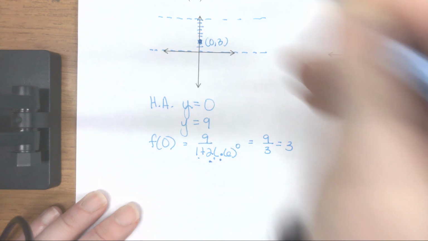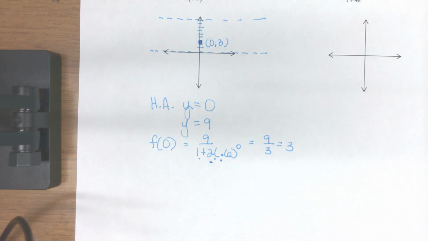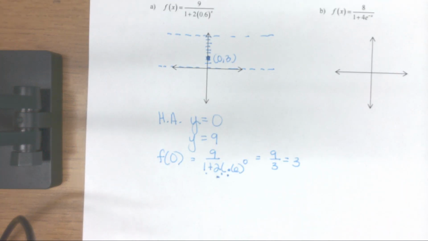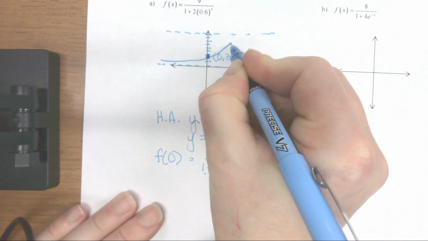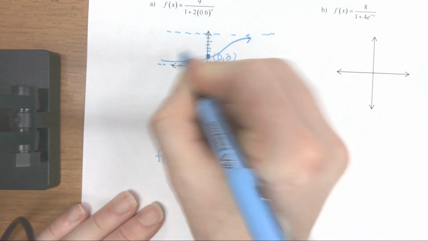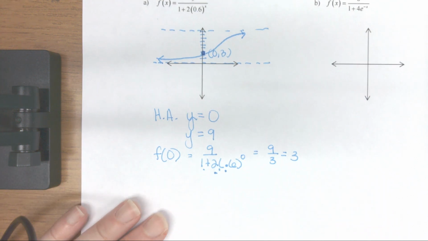As far as the shape of your graph, this is why I had you memorize when we did our basic functions. You make it start exponential and then we make it level off. So it starts exponential and then it levels off and approaches y equals 9. That's what your sketch of your graph should look like.